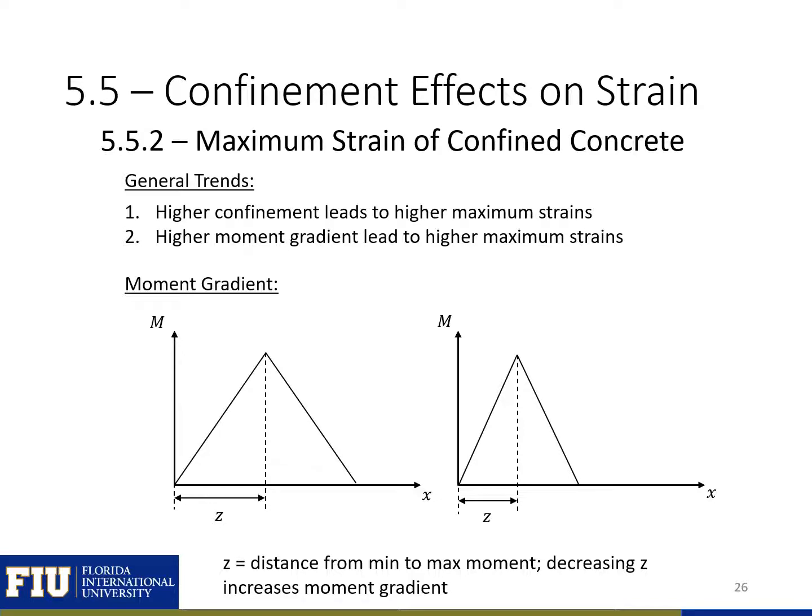Higher confinement levels will lead to higher maximum strains, and also higher moment gradients are going to lead to higher maximum strains. Our moment gradient is the distance between our minimum and our maximum moments. And decreasing this z will increase our moment gradient. And increasing the moment gradient will lead to higher maximum strains.